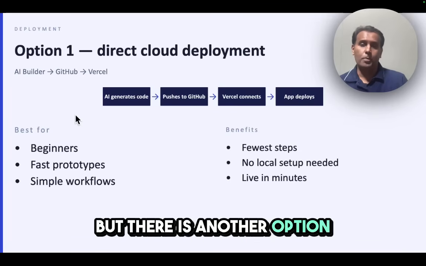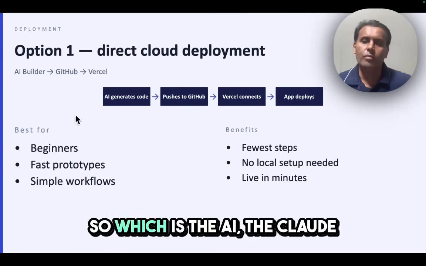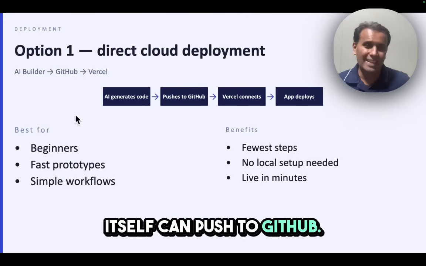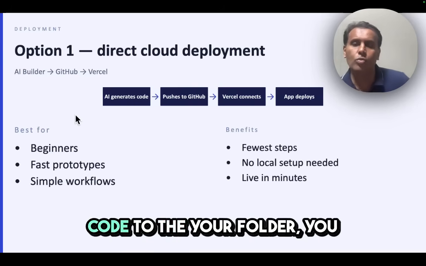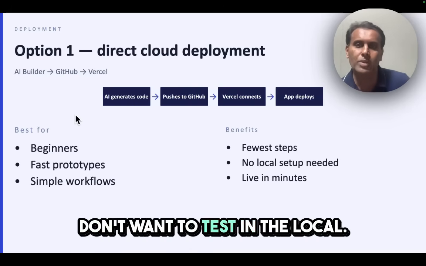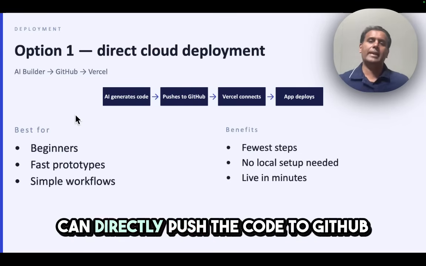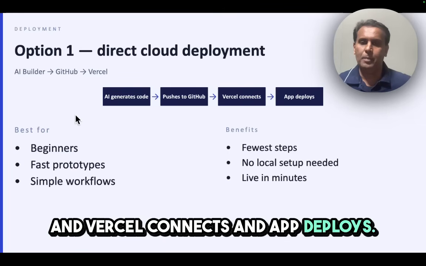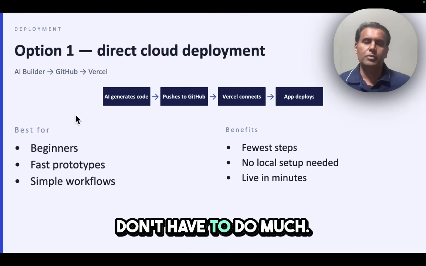But there is another option which is also available, what I call option 2. Here the AI, Claude itself, can push to GitHub. You don't want to run these commands, you don't want to download code to your folder, you don't want to test locally. Then there is an option where Claude can directly push the code to GitHub, and Vercel connects and the app deploys. So this is for beginners, fast prototypes. You don't have to do much.